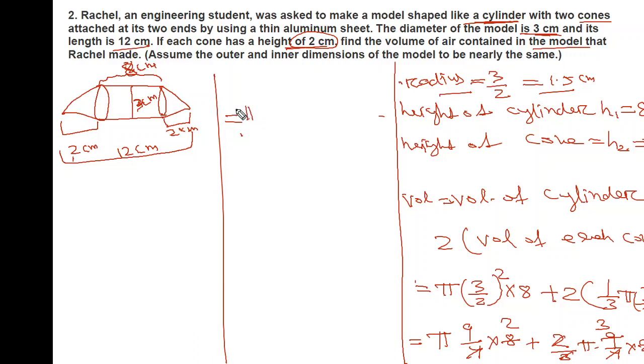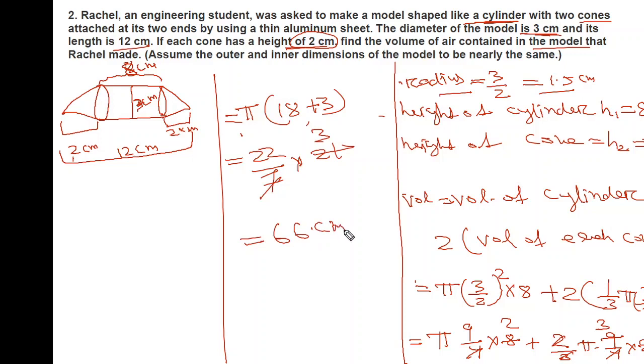So it will be equal to, you can take pi common, pi into 9 into 2 is here 18 plus here you have only 3. So it will be equal to pi value you can put 22 by 7 into 18 plus 3, 21. Now you can cancel it, then equal to 66 cm cube. So this is the volume of the total figure, or you can say this is the volume of the air that can be placed inside the model. Okay, so this is the solution. Now we'll move to the next one.